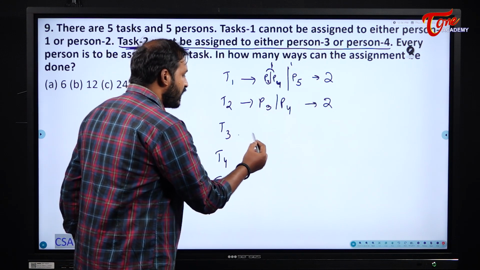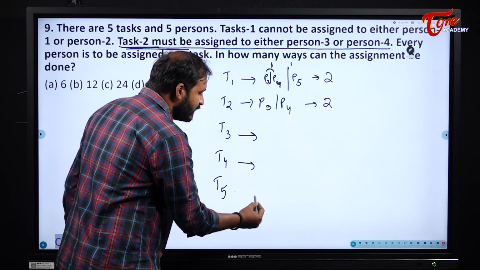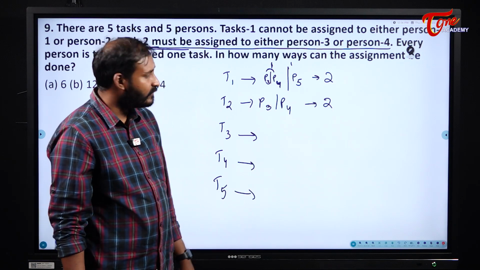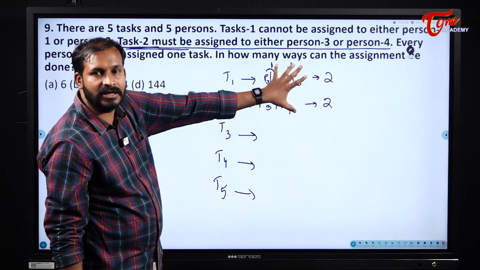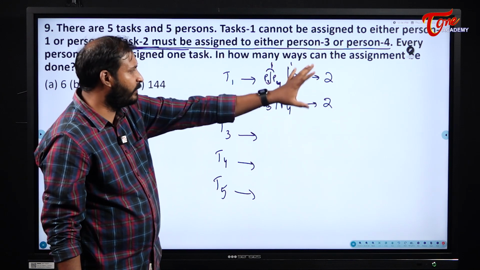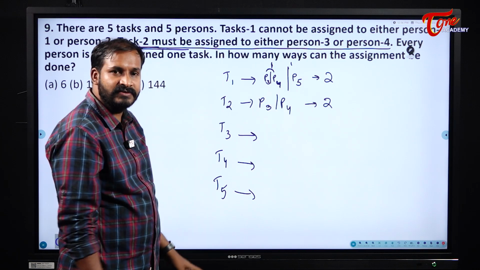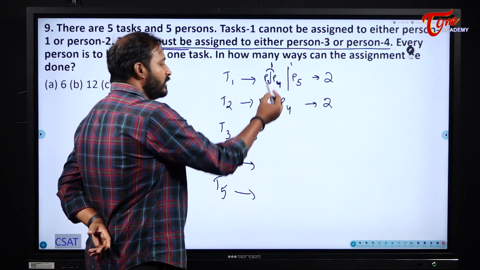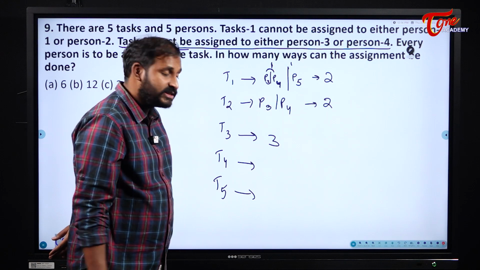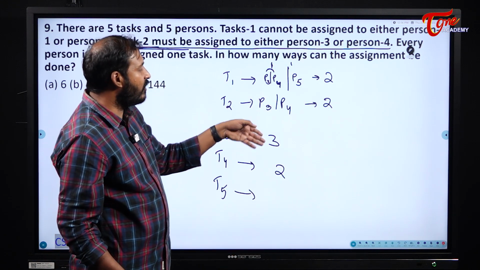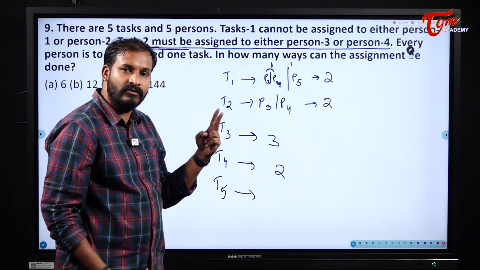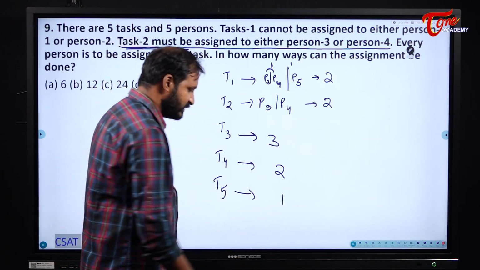Now when it comes to task 3, 4 and 5, there is no condition for 3, 4 and 5. So first of all fulfill these 2. So out of 5 persons, 2 persons are locked here, right? Any 2 persons. Now how many chances will I have for my task 3? 3 chances. How many chances will I have for my task 4? 2 chances. The reason is already 3 are locked. So for task 4 I will have only 2 persons. Task 5, only 1 chance.